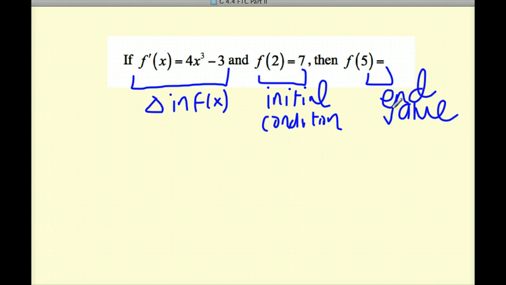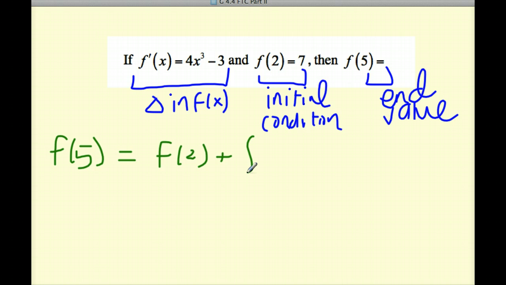So we are going to follow that exact equation. f of 5, my end value, is equal to the initial value, f of 2, plus the integral from the initial value 2 to the end value of 5 of my f prime of x, 4x cubed minus 3, dx. So now I just do the algebra.